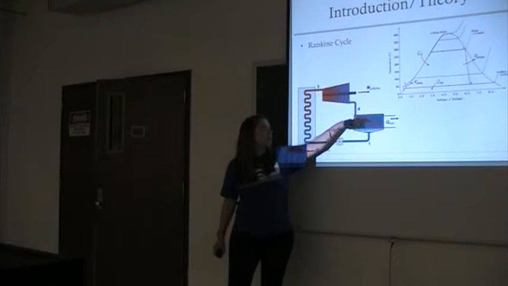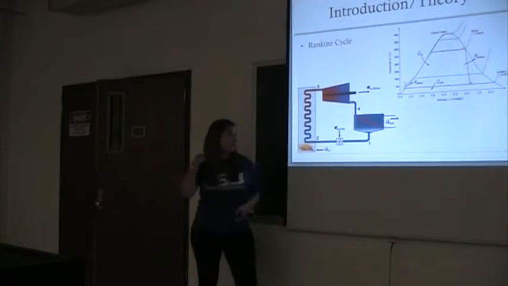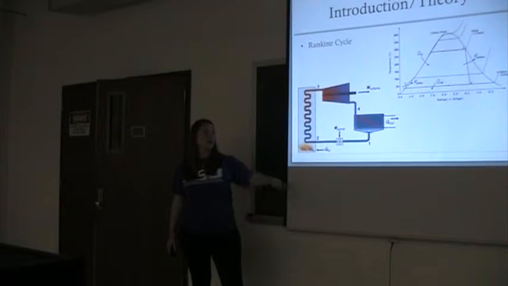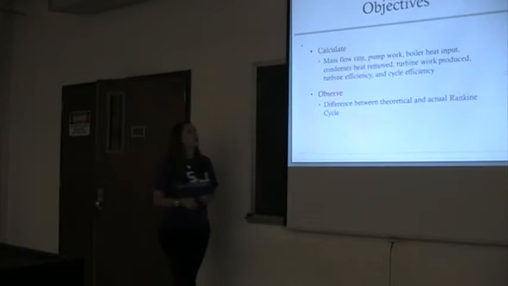The graph is, again, as I said, an ideal graph for a Rankine cycle. 1 to 2 is the pump, 2 to 3 is the boiler, 3 to 4 is the turbine, and then 4 back to 1 is the condenser.